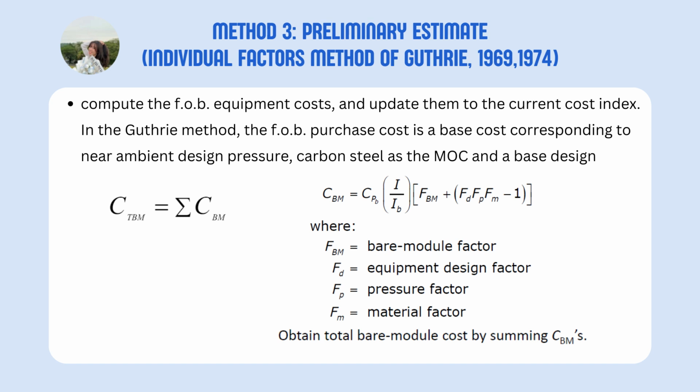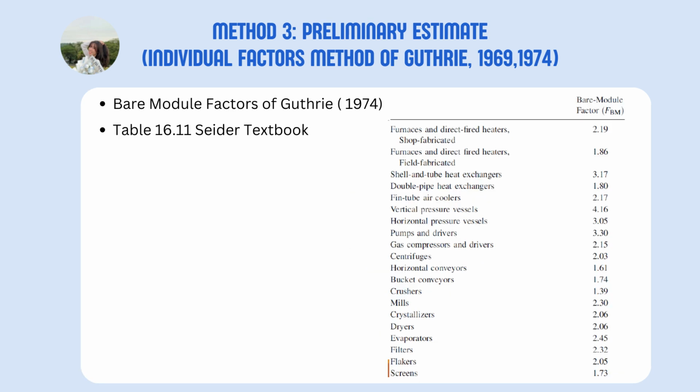Below shows the equation or formula that will be used in method 3. The bare module factors of the Guthrie method, the FBM, the values can be obtained from this table. This table is Table 16.11 in our CIDR textbook. Here is an example, 16.5 from the CIDR textbook.